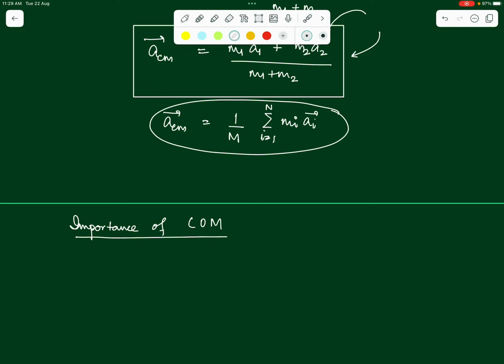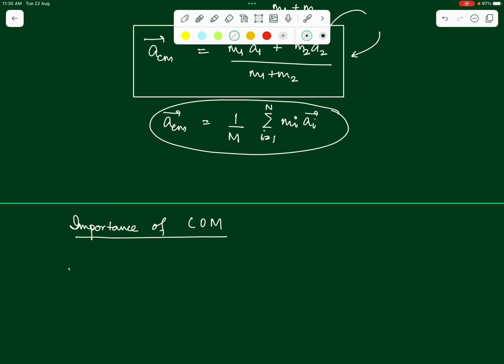Mathematically it is convenient for us to work upon that system in order to study the motion of the system, how it moves in certain ways. It becomes easy for us if we can just replace the whole big body with a single point mass and study the motion of that point mass itself.